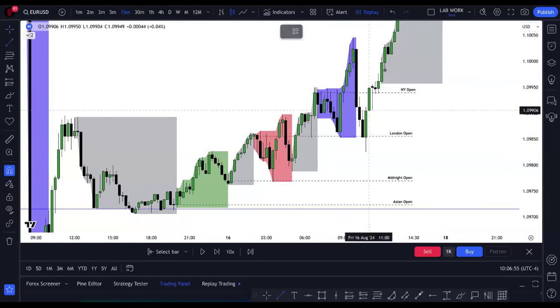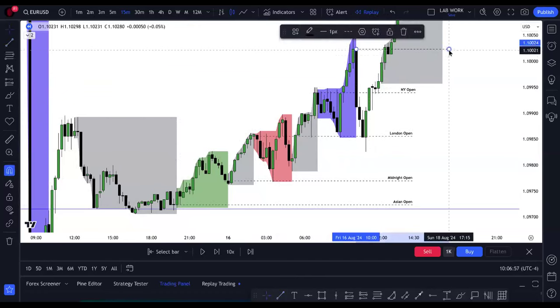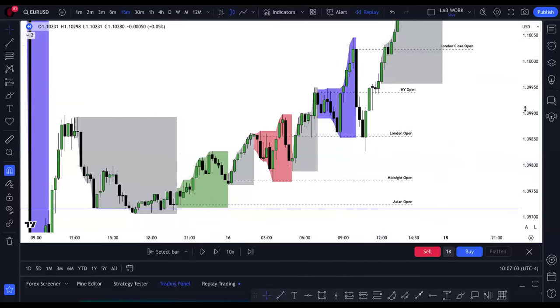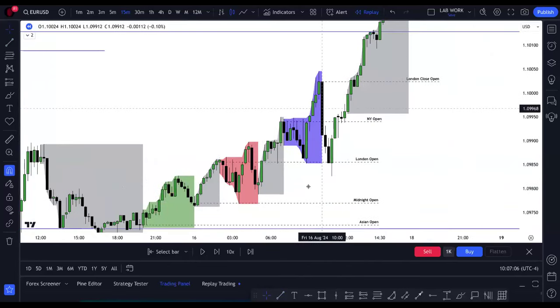You even have London close. Look at London close. Reversal for those that know as well. London close, kill zone. There's London close open. It's from 10, I'll highlight it yellow, from 10 to 12. That's London close. You got all those kill zones there.